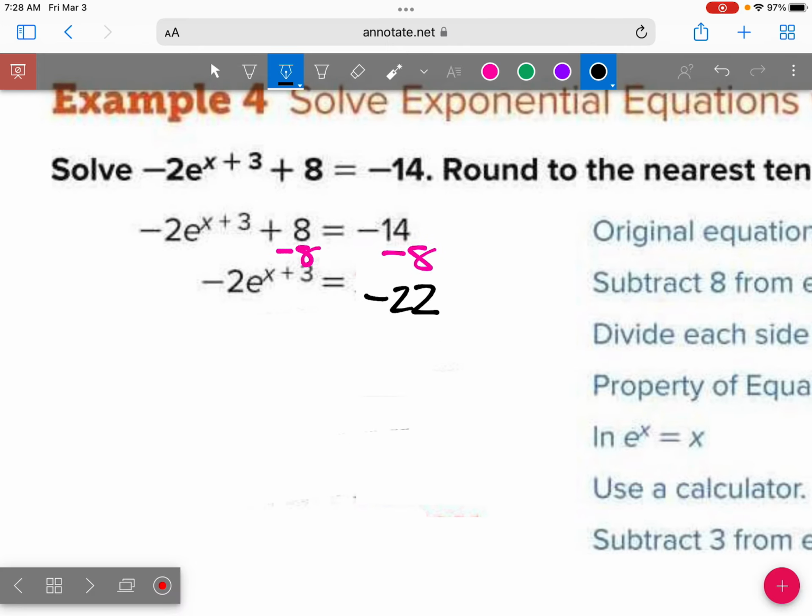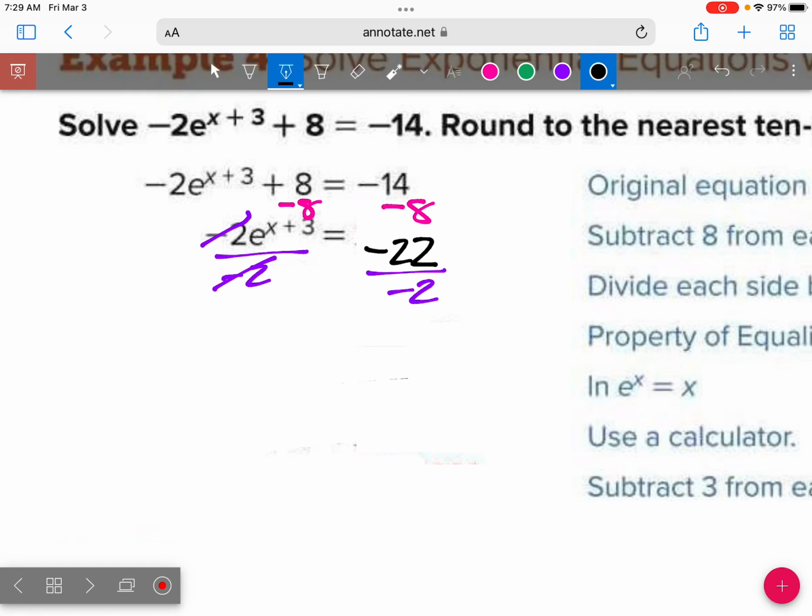All right, so then we're going to look over here again. I still want to get that e to the x part all by itself. So what can I do to get the exponential part by itself? We're going to divide both sides by negative 2 because I'd really like for that e to be by itself. That gives me e to the x plus 3 equals 11.